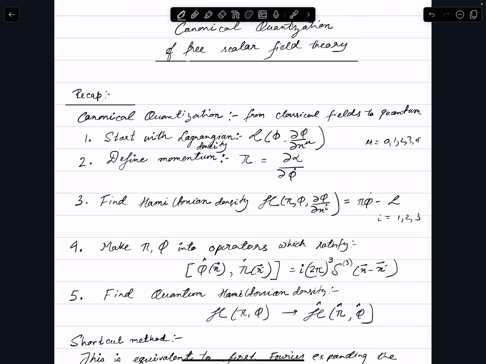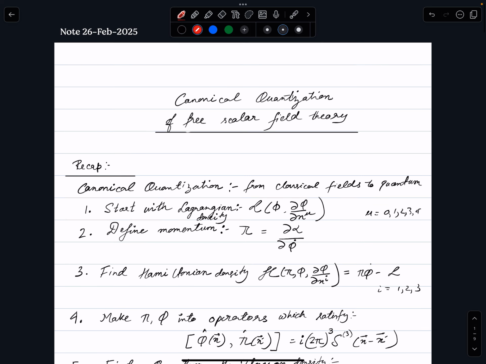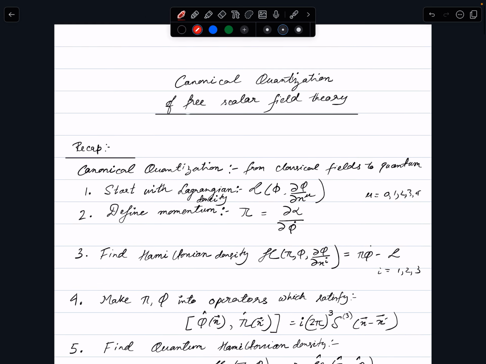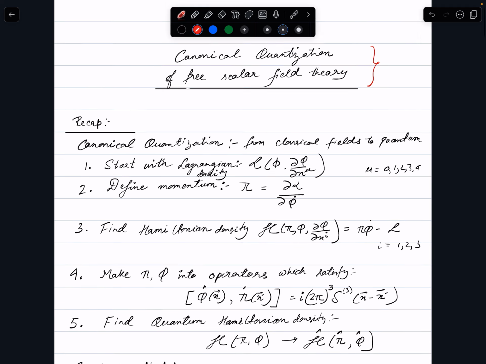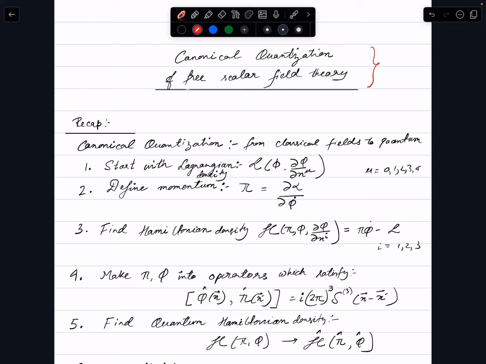Okay, so let's start by recapping the algorithm for canonical quantization that we learned in the last class. Today's topic will be we will quantize a free scalar field theory. And so the algorithm is, first of all, how do we go from a classical field theory to quantum?